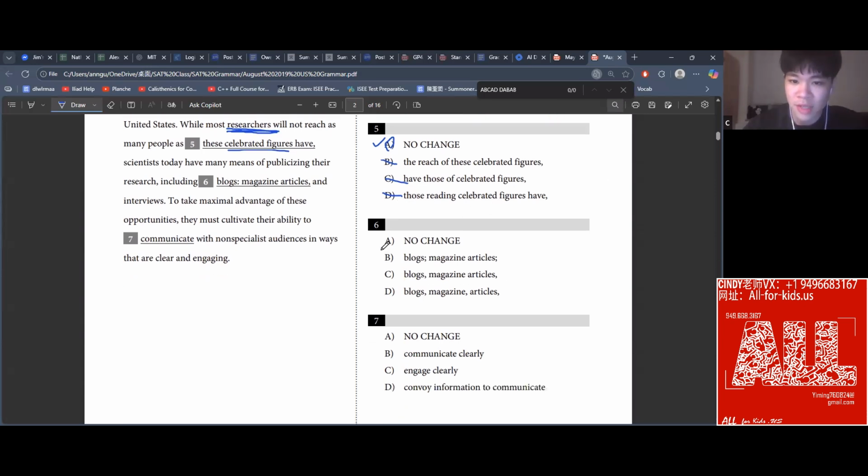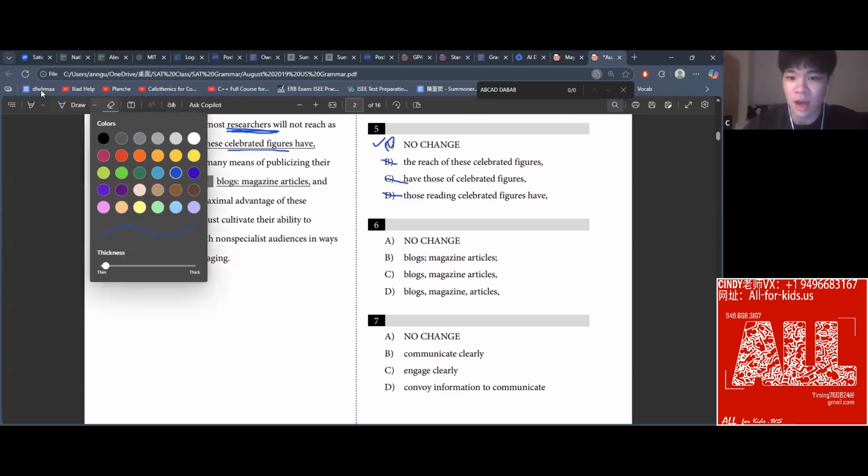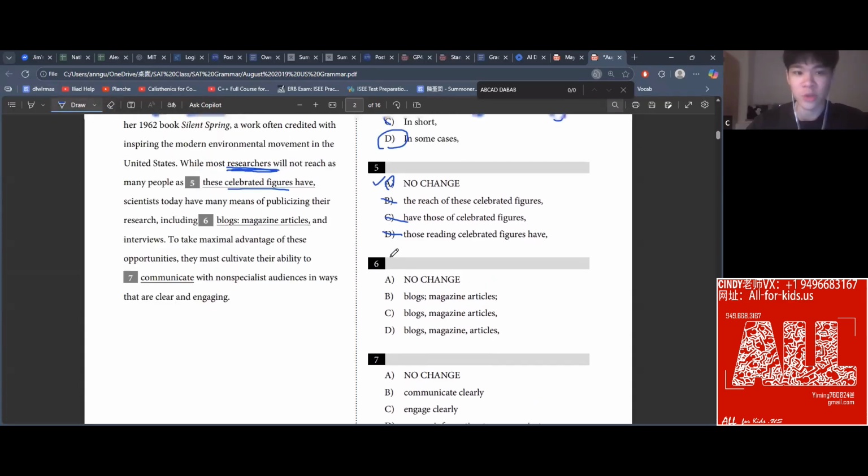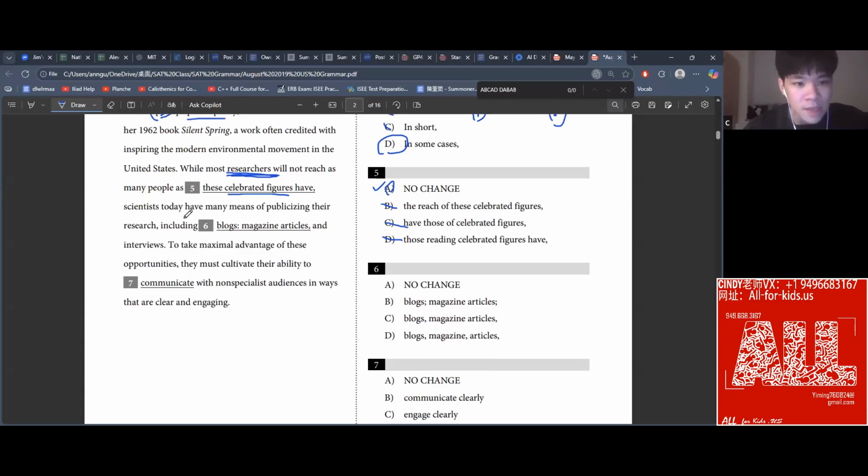Okay, look at number 6. We look at the question. We see semicolon, right? We also see commas. So we know this is a punctuation question. Now we look: "Scientists today have many means of publicizing their research, including blogs, magazine articles, and interviews." So it's 1, 2, and 3. Straightforward enough. The answer is C.